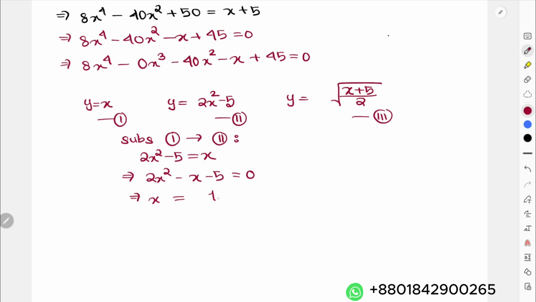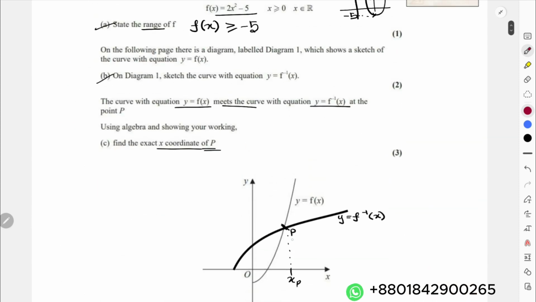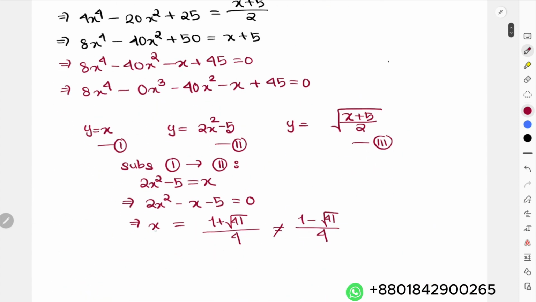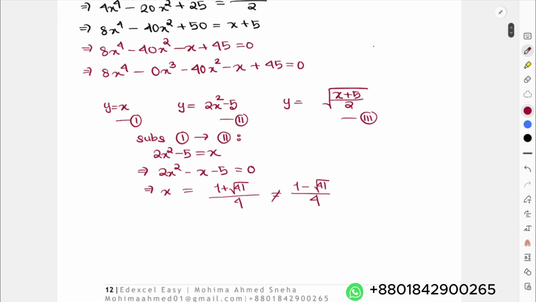So we get two values: (1 plus root 41) divided by 4, and then again (1 minus root 41) divided by 4. But in this question, we can clearly see P is at a positive value, right? Not at the negative coordinate. So obviously, we're not going to accept the negative coordinate. We're only going to accept the positive value, 1 plus root 41 over 4. And this is it. We are done with your part C also of this graph.